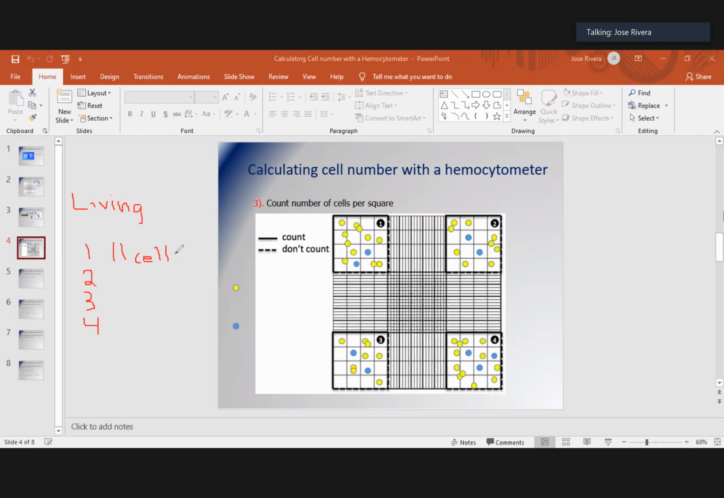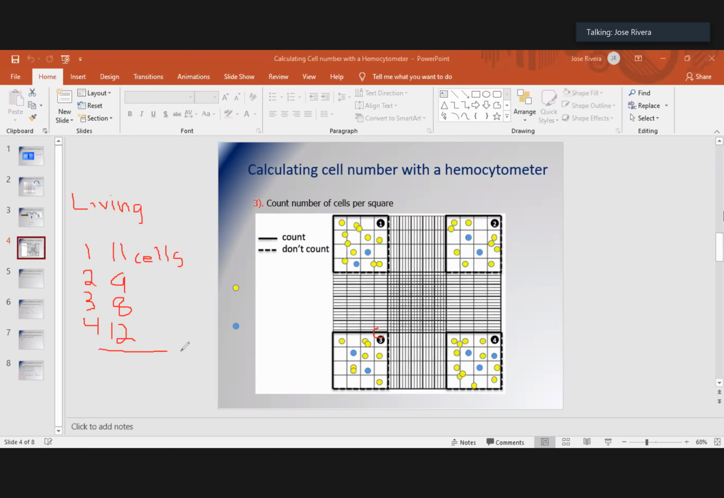And then you go to quadrant 2, and here you have 2, 4, 6, 8, 9 cells. And then you go to quadrant 3, and you have 2, 4, 6, 8 cells. And then you go here, and you have 2, 4, 6, 8. Okay, so I lost count. 2, 4, 6, 8, 10, 12. So you have 12 cells in quadrant 4.